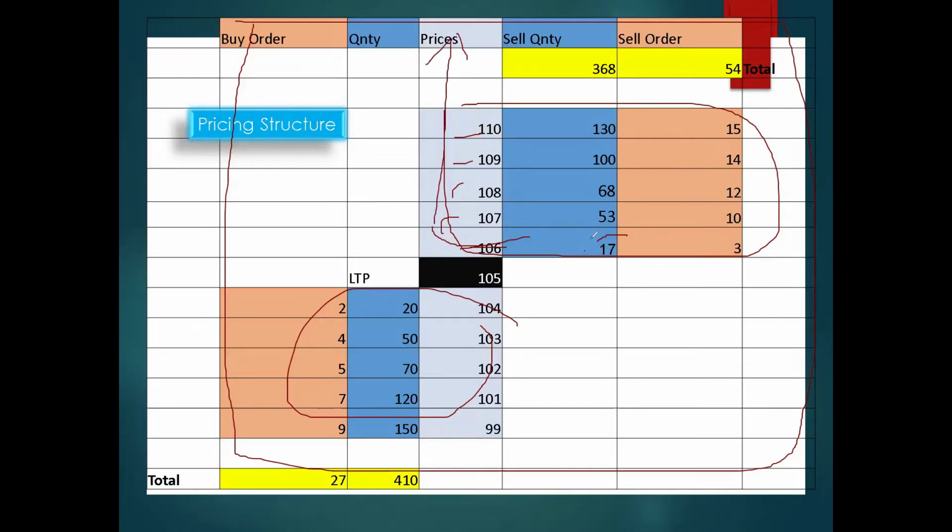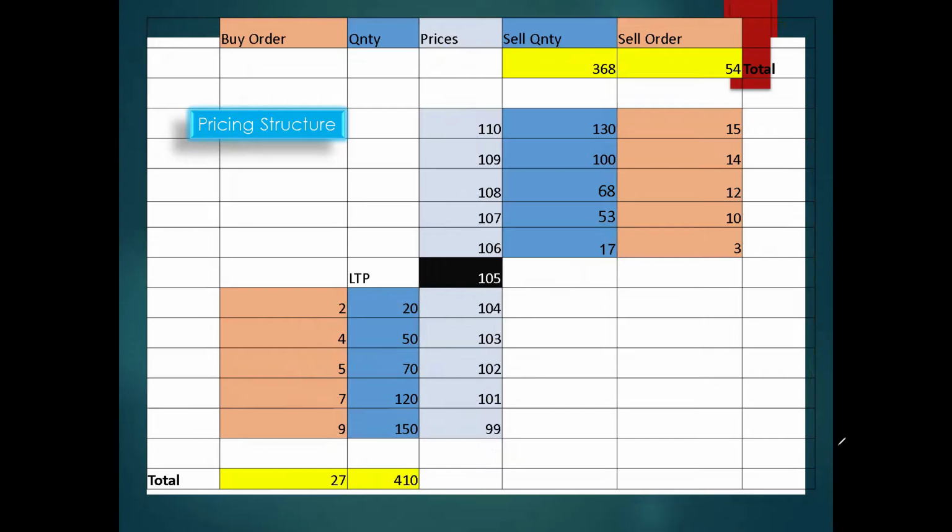So always remember this: sellers always want to sell at higher prices, right? Buyers want to buy at lower prices. So the best buyer who is ready to buy is at 104. This is the LTP, last traded price, 105. The total quantity here is 410, here 368. Now these are limit orders. Limit orders means you are limiting the price at which the order has to get executed, right?